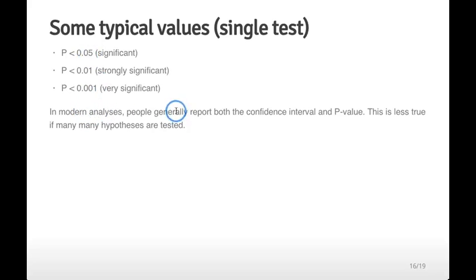In most modern analyses, people generally report both the confidence interval that we talked about before, so you get an idea of the slope term itself and whether that slope term is scientifically or has business meaning, as well as the p-value. This is less true if many, many hypotheses are tested. If there are lots and lots of hypotheses tested, often the confidence intervals are suppressed and just the p-values are reported for identifying which relationships were statistically significant.